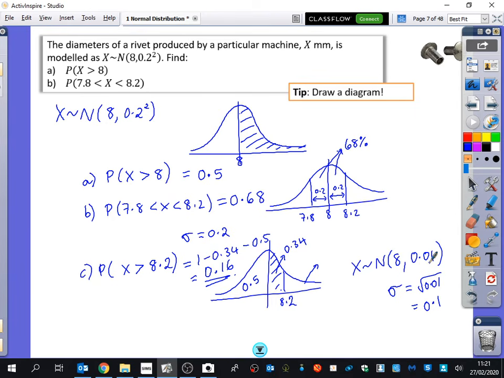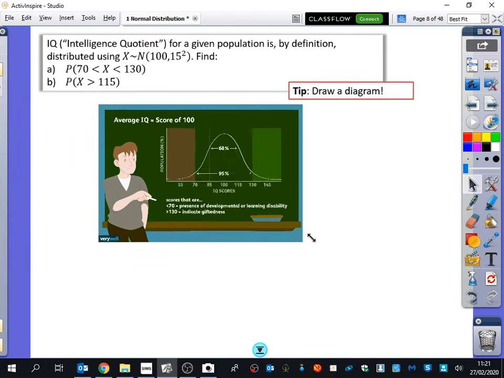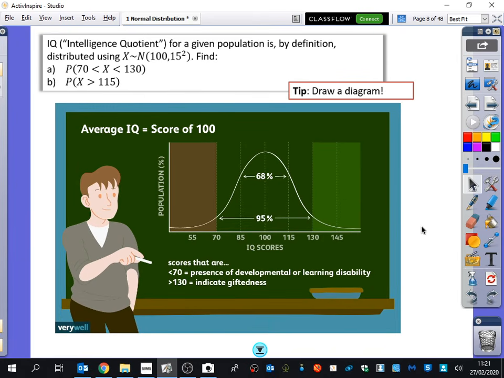Okay? So that's a couple of examples. I'll do another one. IQ. This is how you've heard of people talk about IQ, right? Like, what's your IQ? What's your intelligent quotient? And this is actually how it's defined, okay? The IQ is defined that the average score is 100, and 68% of people are within one standard deviation, and the standard deviation is 15. That's how they set it for the test.